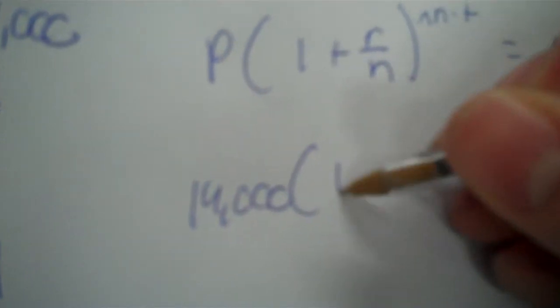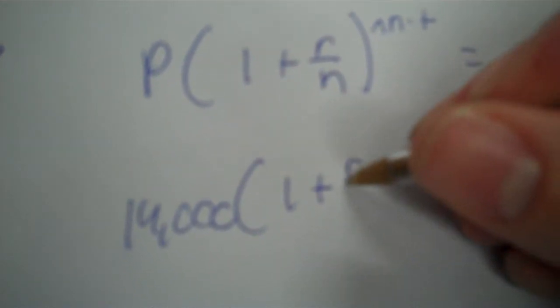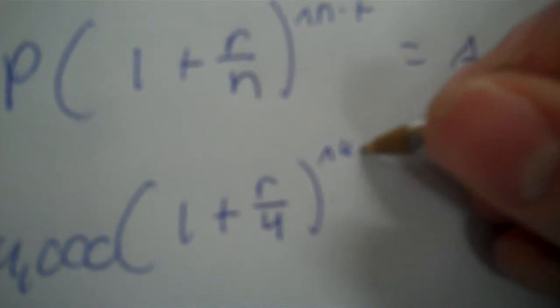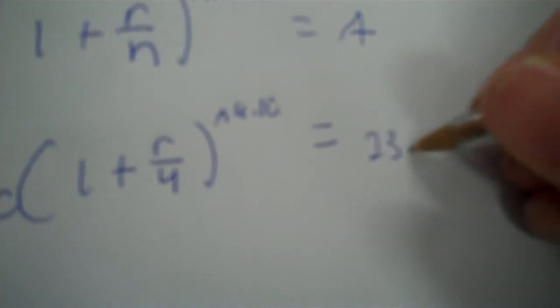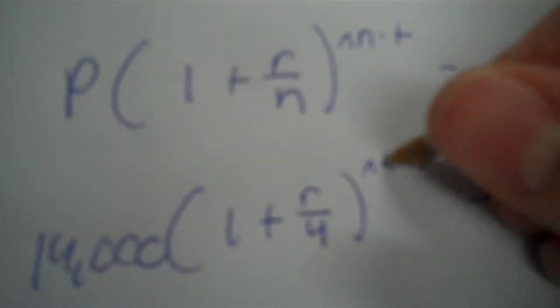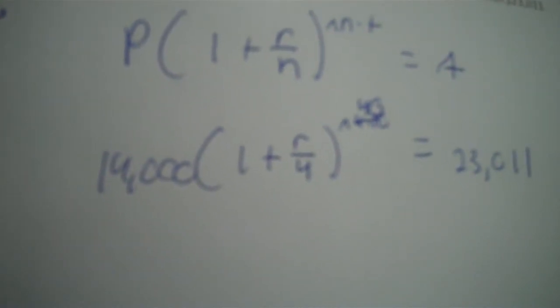Then you can't do the problem, okay? P, 14,000. 1 plus, well I don't have R, I know it's divided by 4, N times T, 4 times 10. And then A is 23,011. Now you can't simplify the parentheses. You can simplify the exponent, it would make 40. Okay, so that's pretty much as simplified as she's going to get for now.